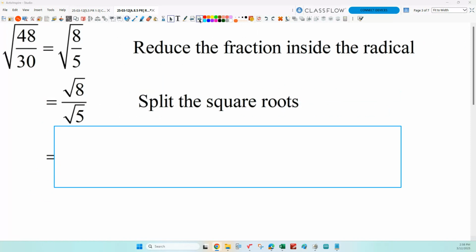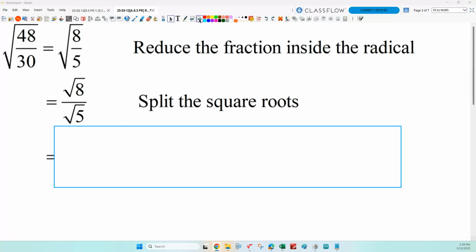Now, what about this one? We start off with the square root of 48 over 30. Now, first of all, there's a strong temptation to just split that right away and make it the square root of 48 over the square root of 30, which would work, but you're creating a lot of extra work for yourself. What should you probably do first?